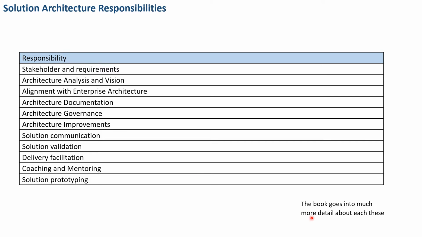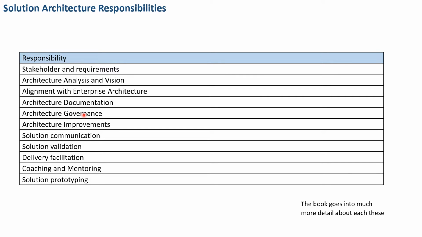So next, again, I'll shamelessly say there's more detail in the book, but this is a summary of the responsibilities of a solution architect. They have to deal with requirements and stakeholders. They have to create a vision of the architecture and communicate that effectively. They have to make sure that's aligned with the enterprise architecture, and they have to be strong on documenting that architecture. Later on I'll cover solution architecture artifacts.